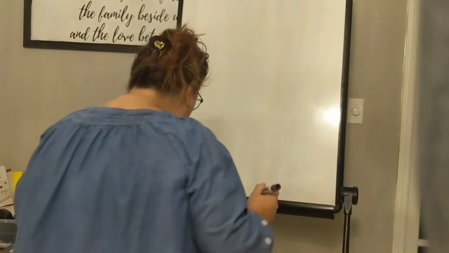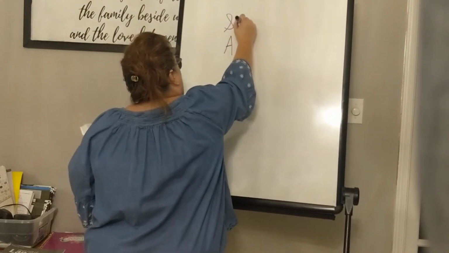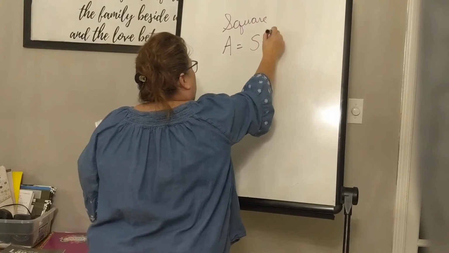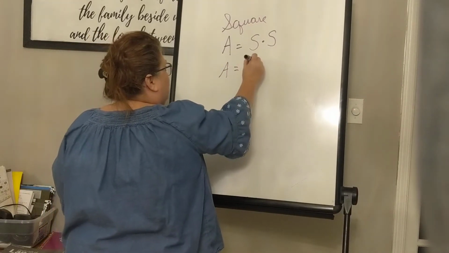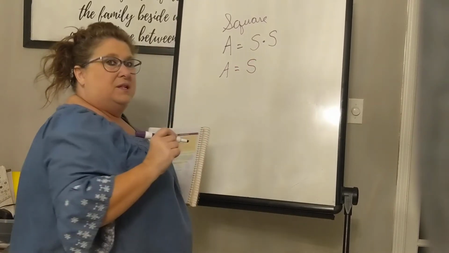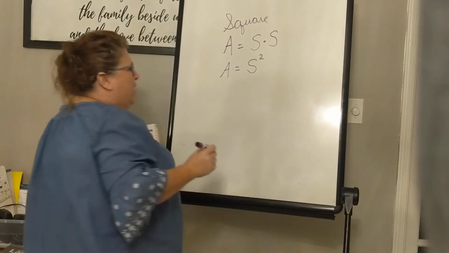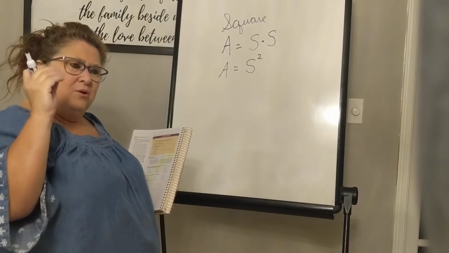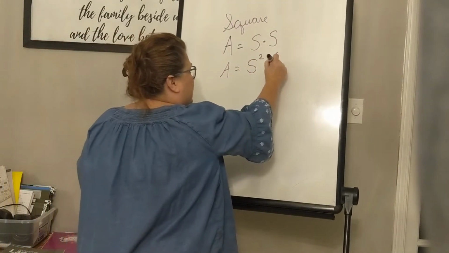When we find the area of a square, our formula is: area equals side times side. Or another way to write that is area equals side squared. Remember, it's square units. When we write a little 2 at the top of a number or a letter, that means squared.